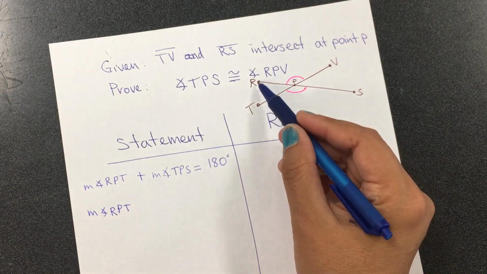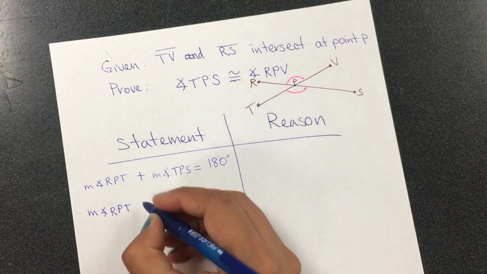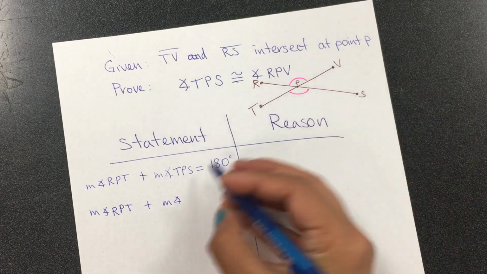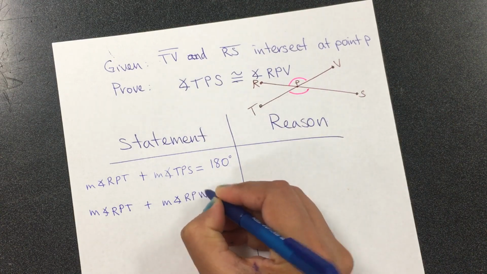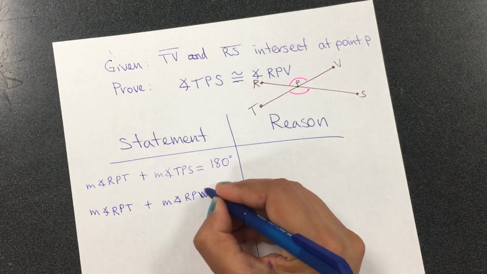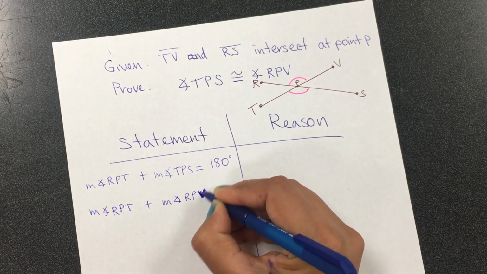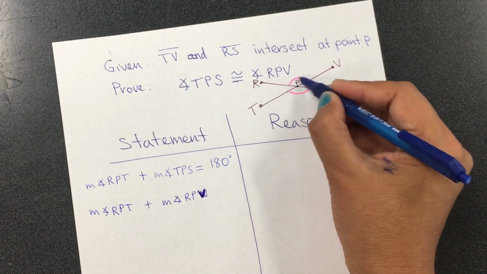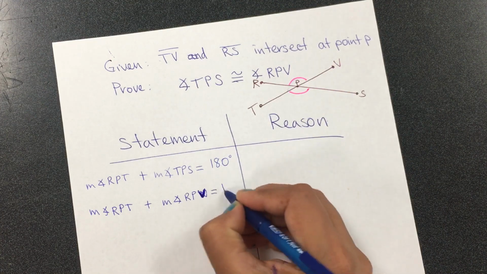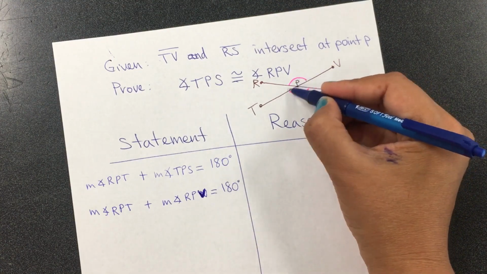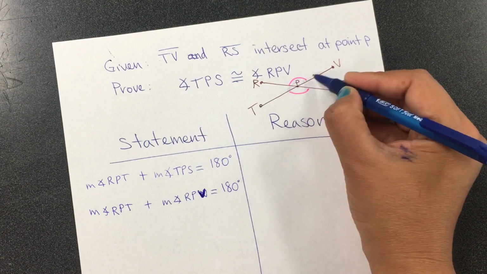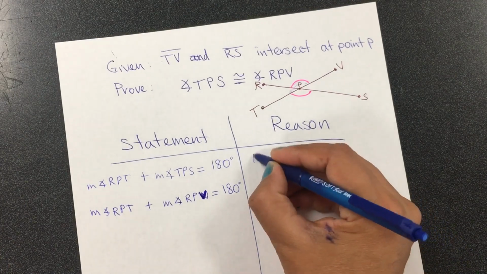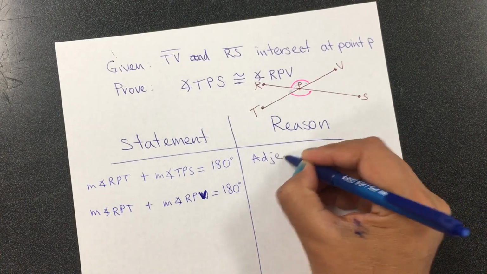measurement of angle RPT plus measurement of angle RPV, I'm sorry, meaning RPV and TPV, okay, these two angles on top are equal to 180, and again the reason is because they are adjacent angles next to each other over a straight line, and that's 180 degrees. Okay, so those are called adjacent supplementary angles.